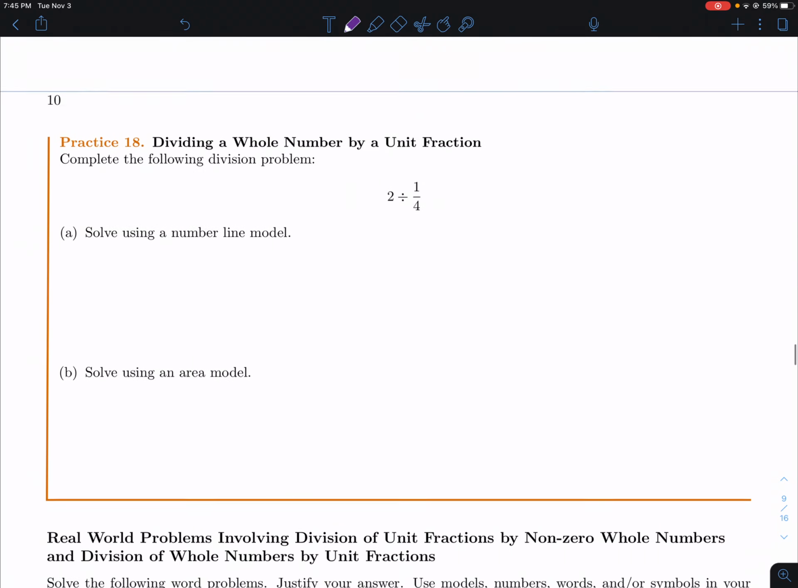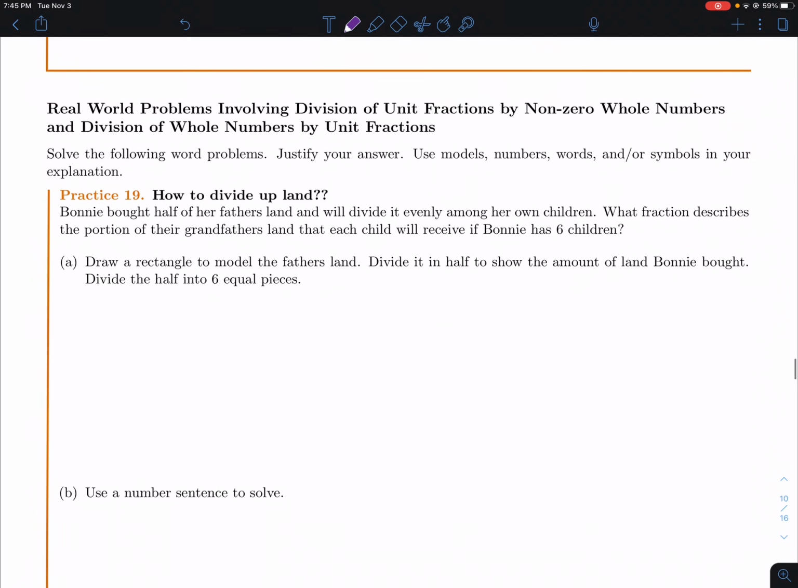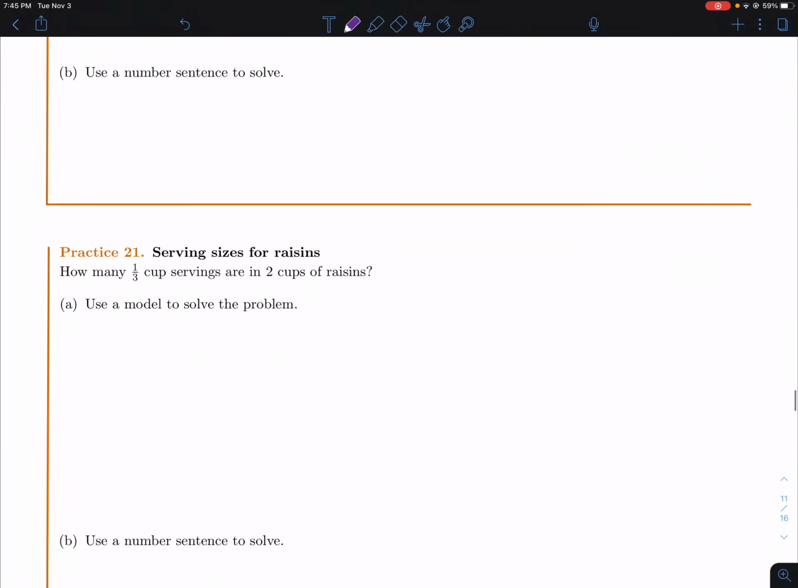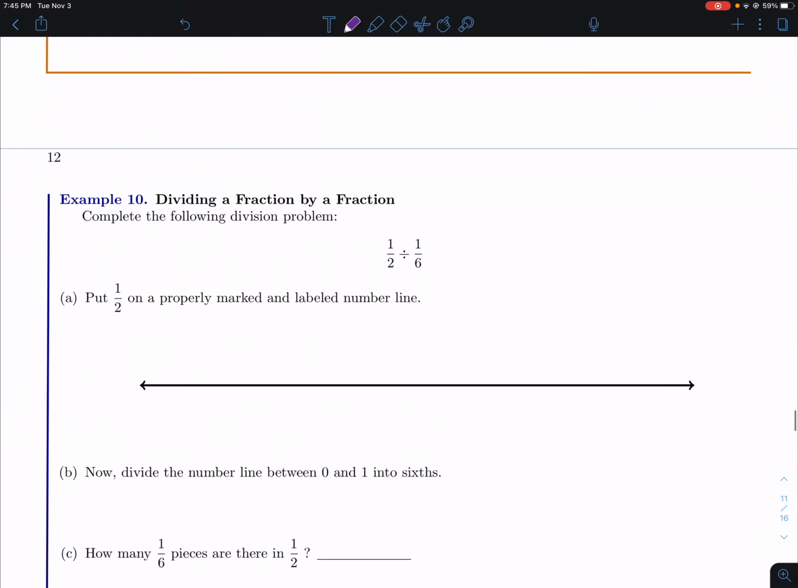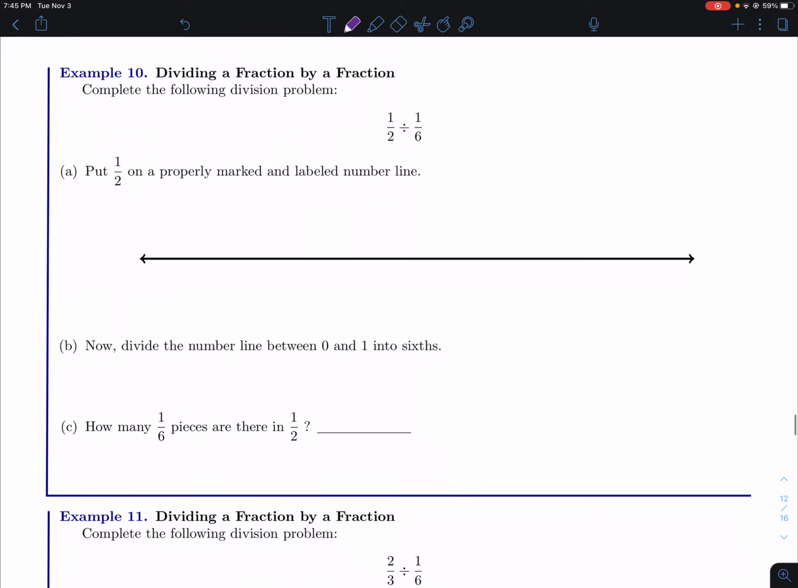All right, so you guys try practice 18 there, and then I've got some real world practice problems for you to work on. So practice 19, practice 20, 21, and when you're done, unpause the video, come back, and then we'll look at dividing a fraction by a fraction.